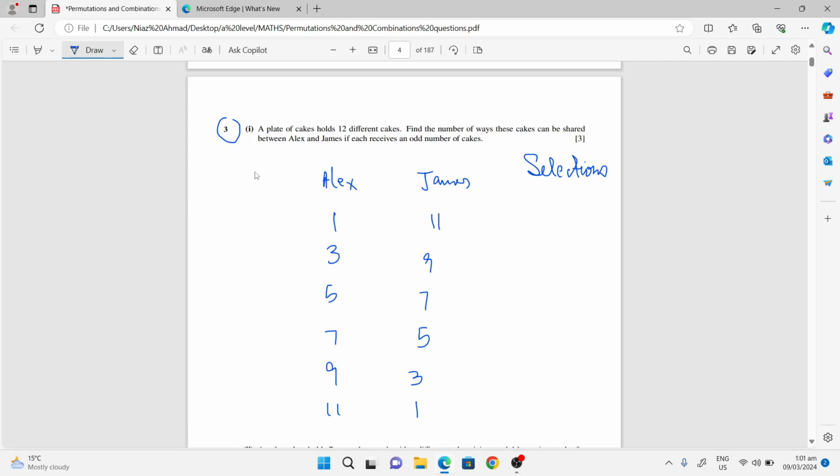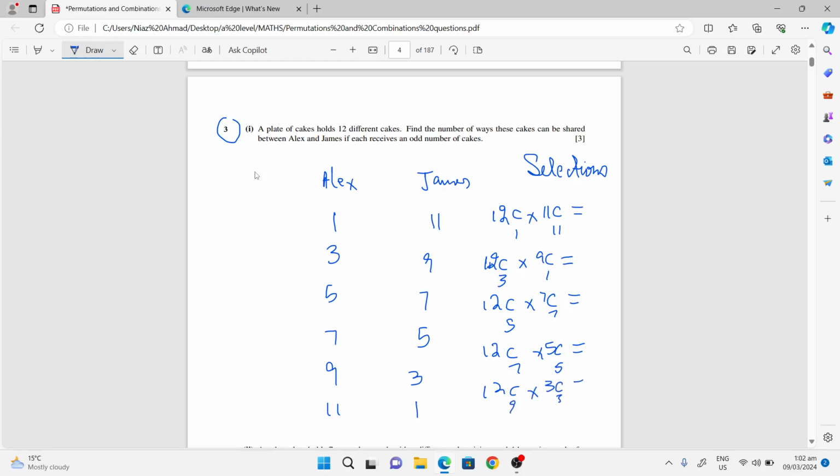1 out of 12, that can be written as 12C1 times 11C11. That would be the answer. And the next one, 3 are selected for Alex, so 12C3 times 9C1. Here we are getting the next one. And then 12C5 times 7C7, and then 12C7 times 5C5, then 12C9 times 3C3, and finally you can say it's 12C11 times 1C1. Here we are getting our answers.